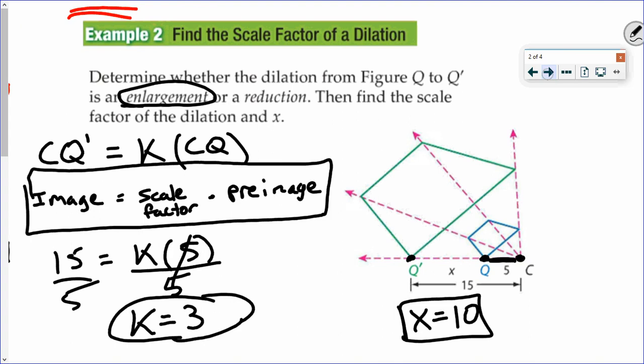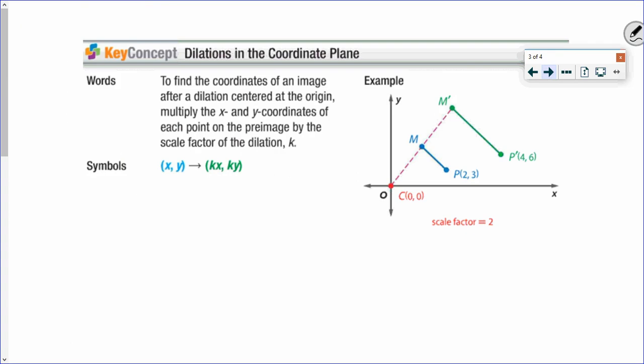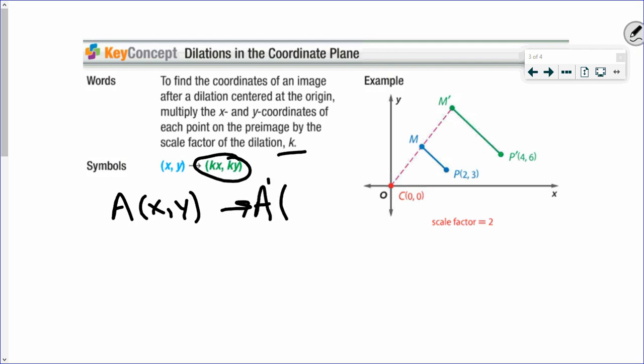All right. So dilations in the coordinate plane. To dilate an image in the coordinate plane, you'll be given a scale factor K. You just take any point, say it's point A, and say that is coordinate x, y. If we want to dilate that by a scale factor of K, A prime would just be the scale factor times the x coordinate, scale factor times the y coordinate. And that's how you do a dilation.